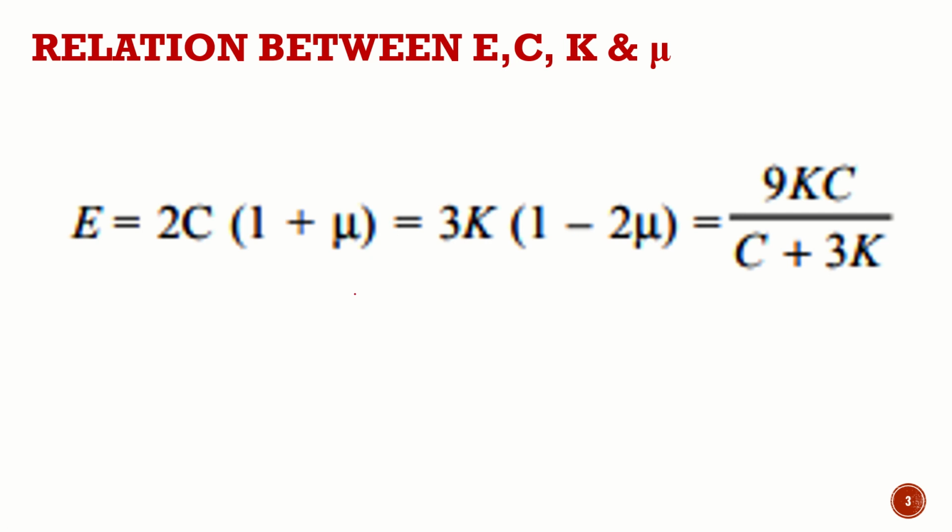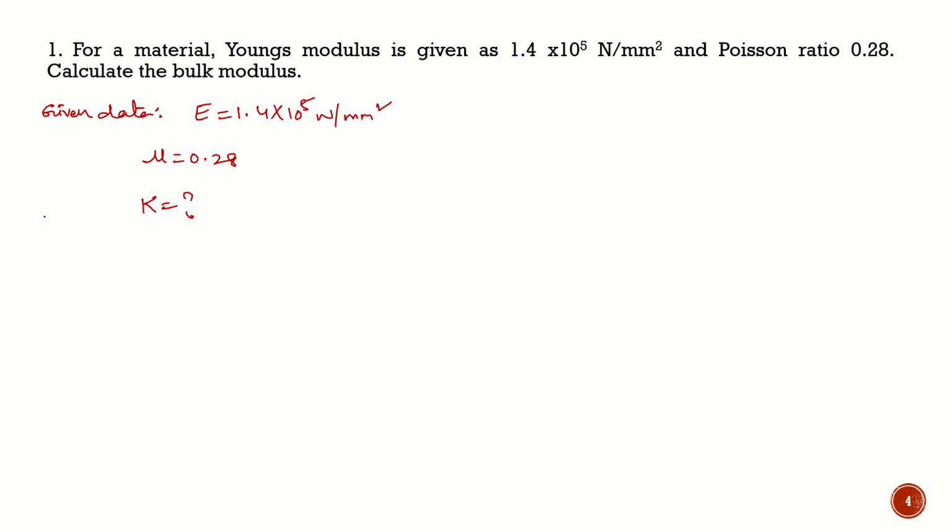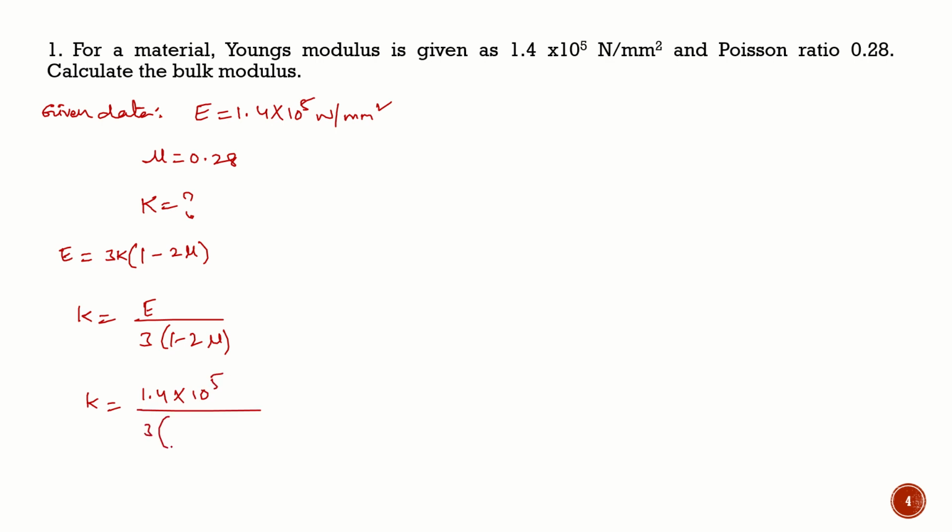So you can see here, I'll take the relationship E is equal to 3k into 1 minus 2 mu, because I have the value of E and I have the value of mu. So from the relationship, E is equal to 3k into 1 minus 2 mu, I will write k as E by 3 into 1 minus 2 mu. So from here, k is equal to, what is the value of E? 1.4 into 10 power 5 by 3 into 1 minus 2 into 0.28. So if you solve this, our k value will come approximately 1.06 into 10 power 5 Newton per mm square.